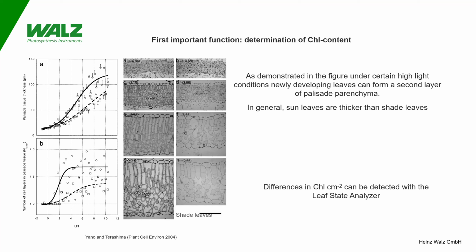An observation that has been made is that sun leaves are in general thicker than shade leaves. The figure of Yano and Terashima shows for sun leaves a more pronounced development of 2 layers of parenchyma cells, and the associated increase in chlorophyll per square centimeter can be detected with the Leaf State Analyzer.